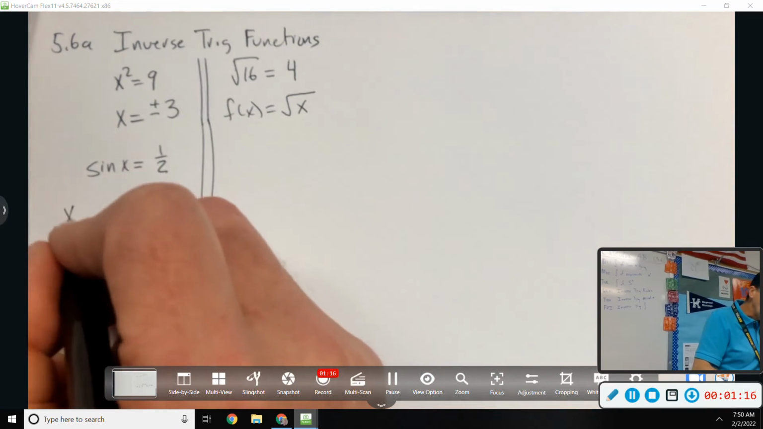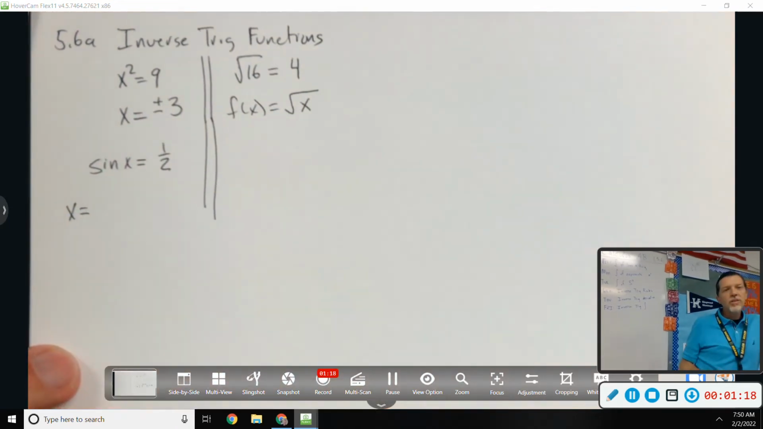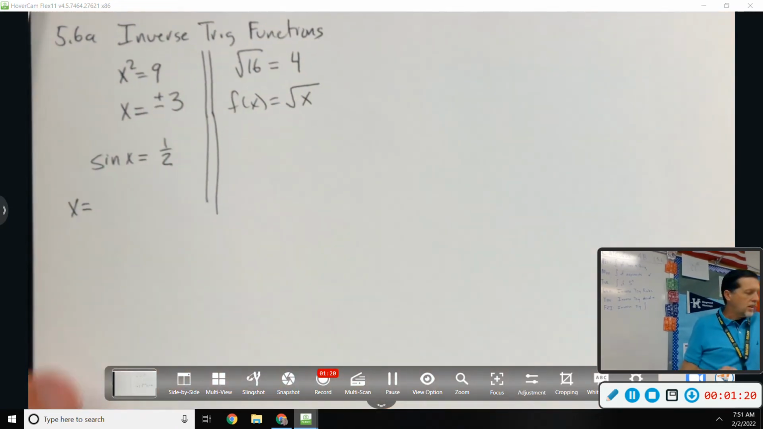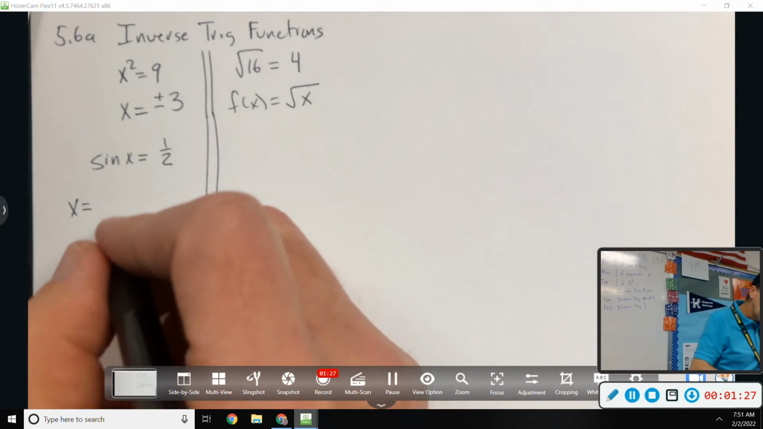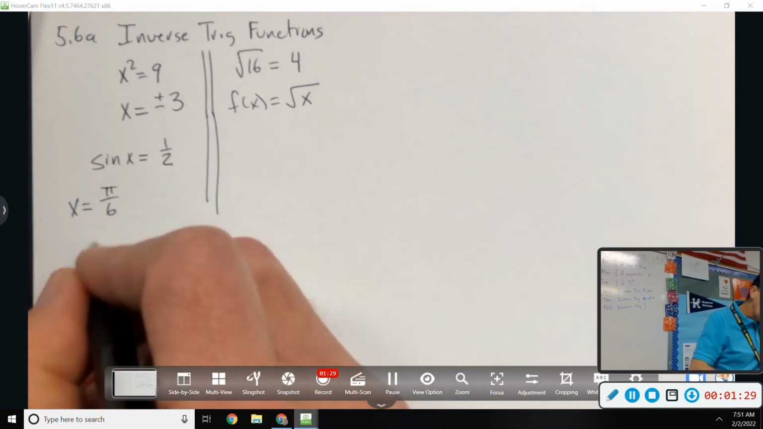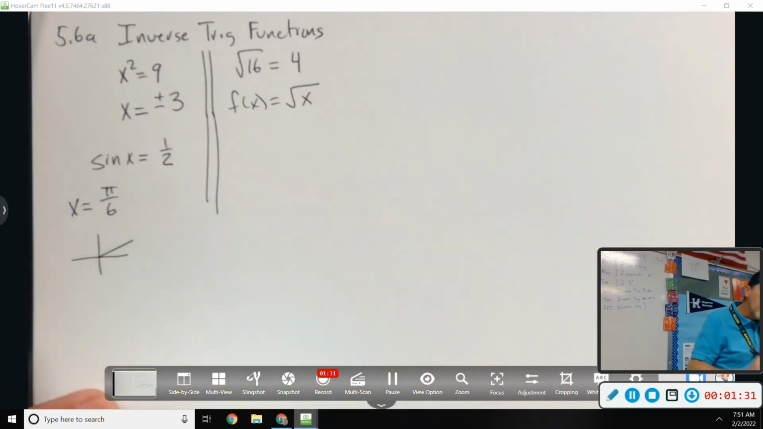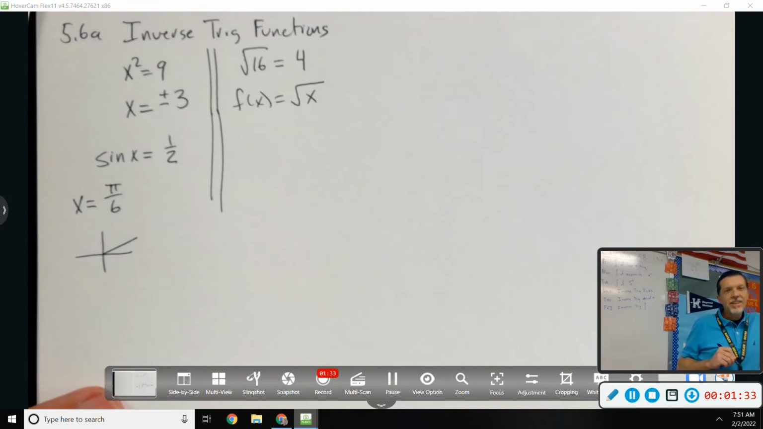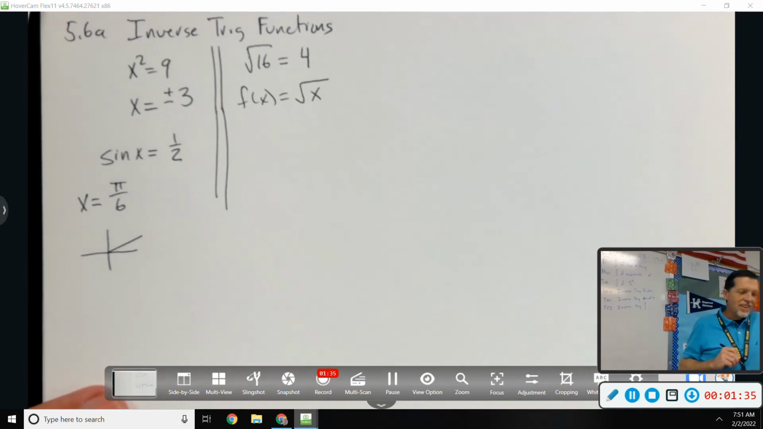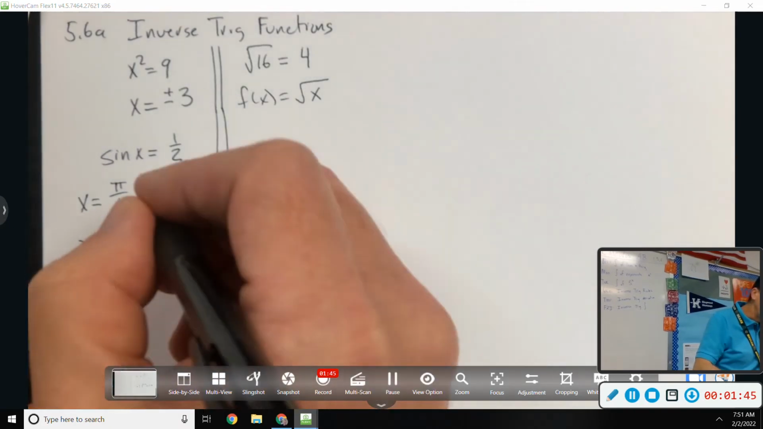unit circle experts, where does that happen? Remember what angle has a sine of 1/2? Anywhere else? The answer is yes. Maybe a picture helps. Taxing your brain, yes, 5 pi over 6.